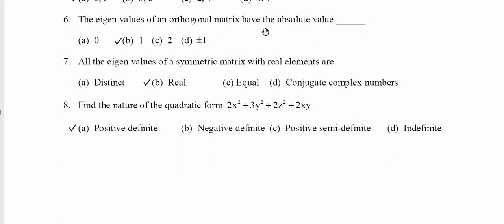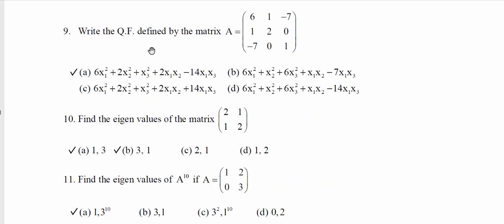Next one: the eigenvalues of an orthogonal matrix have absolute value 1. All the eigenvalues of a symmetric matrix with real elements are real. Find the nature of the quadratic form 2x square, 3y square, 2z square plus 2xy. The coefficients of x square, y square, z square are all positive, so it is positive definite.